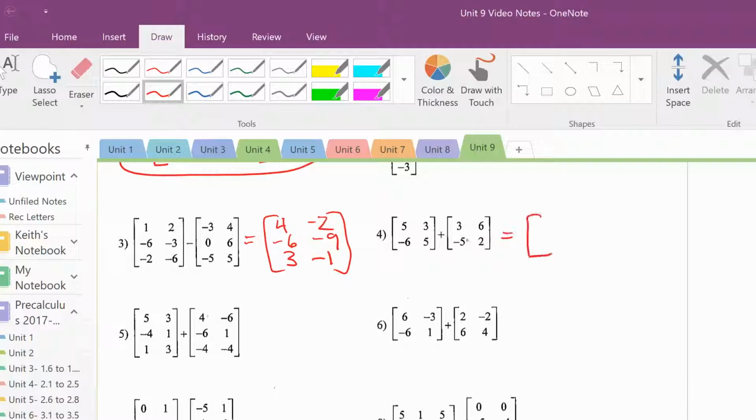Here, when you add, 5 plus 3 is 8. 3 plus 6 is 9. -6 plus -5 is -11. 5 plus 2 is 7.